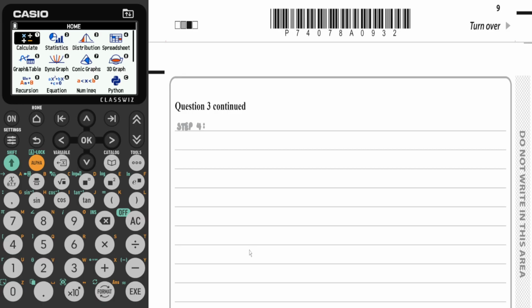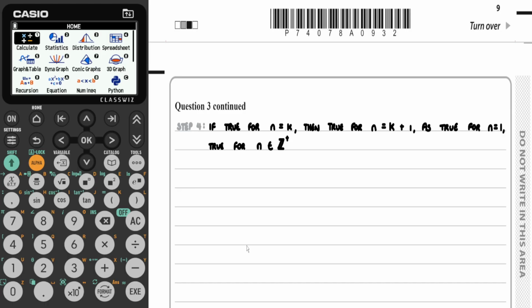Hence, for the fourth step, which is the conclusion step, we state that if it's true for n equals k, then it's true for n equals k plus 1, and as it's true for n equals 1, it's true for n belonging to the set of positive integers.